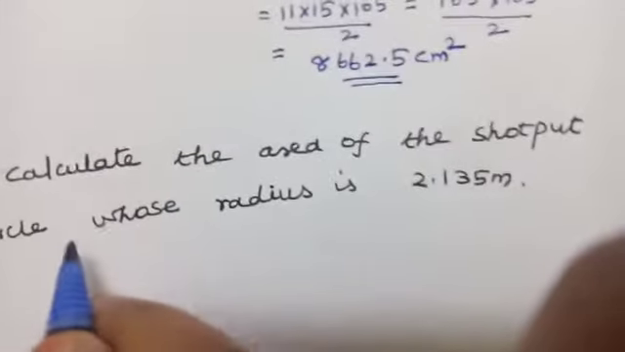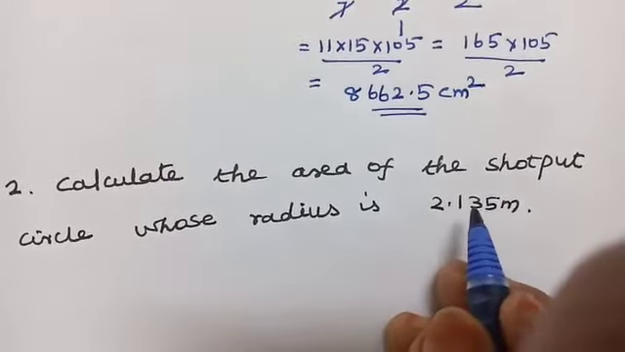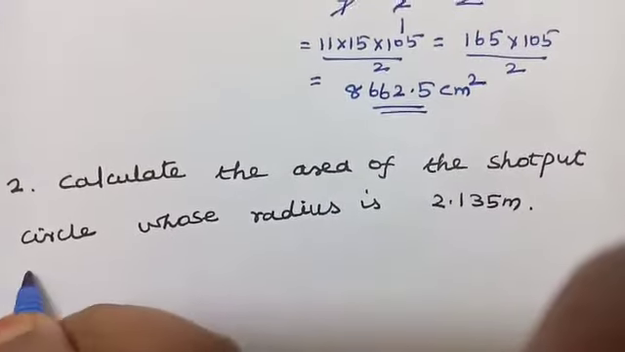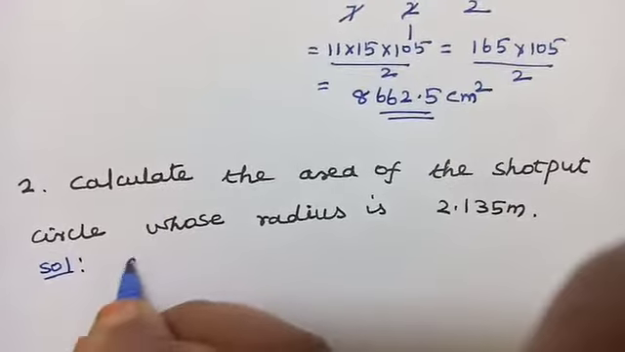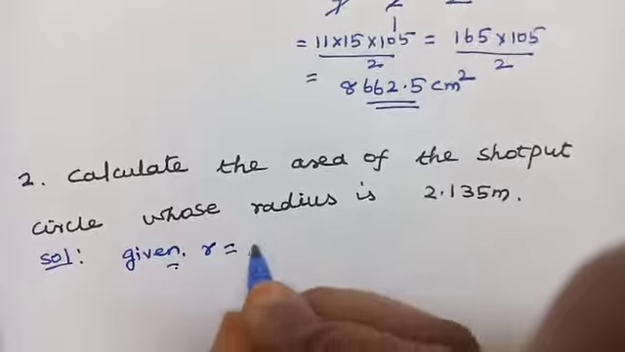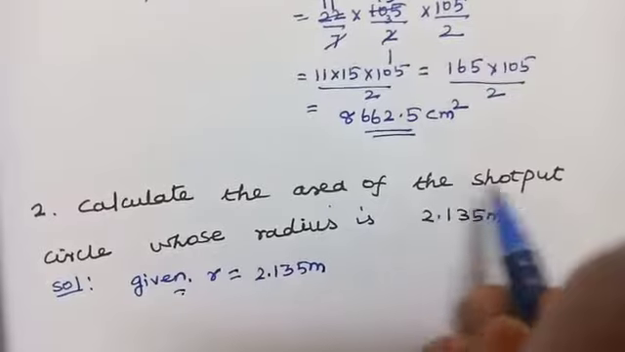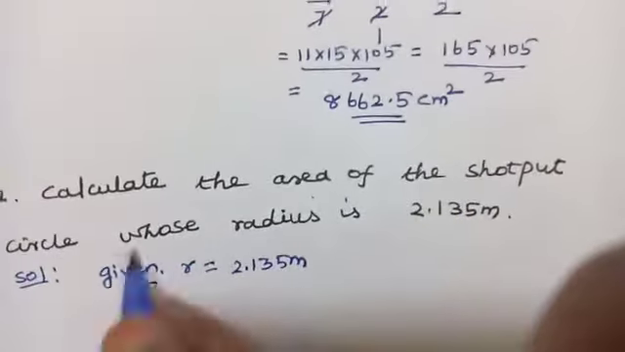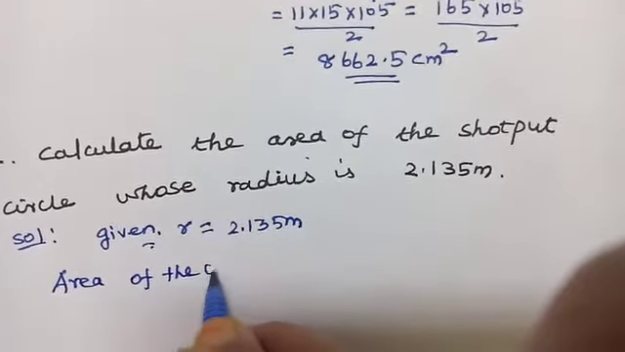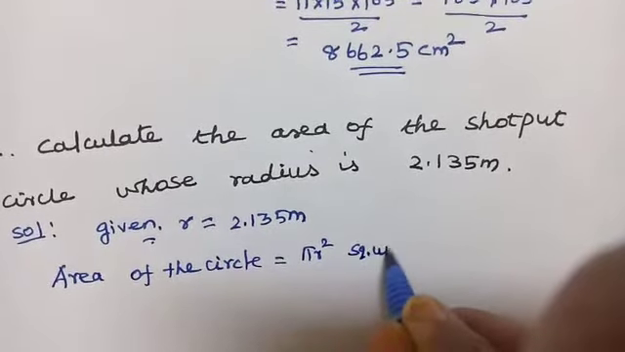Next, second question: calculate the area of the shot put circle whose radius is 2.135 meter. So what is given? Radius. First we write the given part: radius, R is equal to 2.135 meter. Next we find the area of the shot put circle. Shot put circle means we find the area of the circle. So area of the circle is equal to pi r square square units.